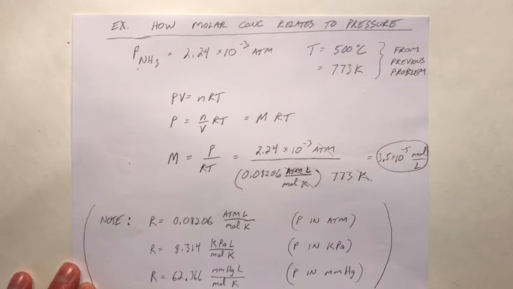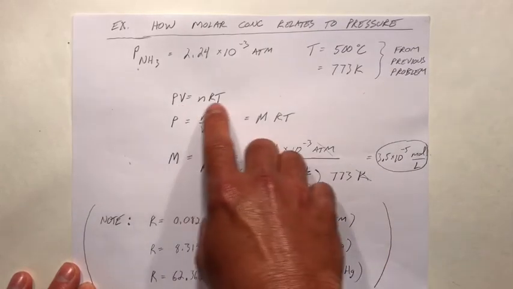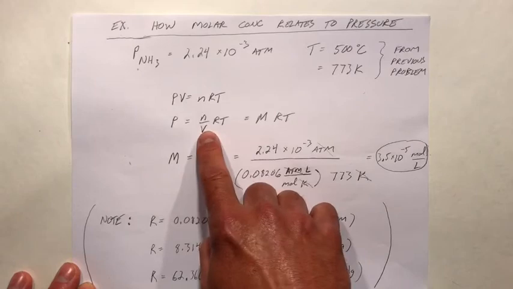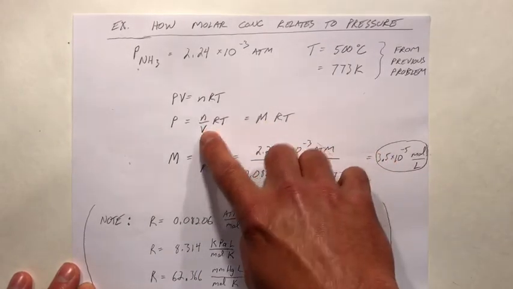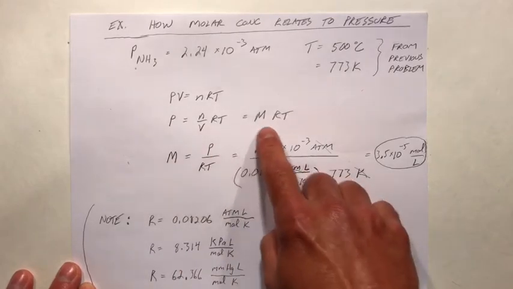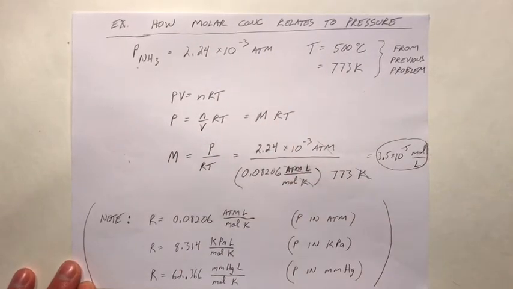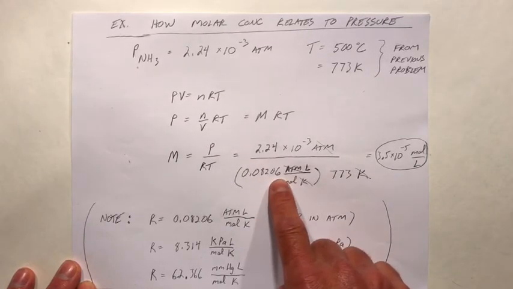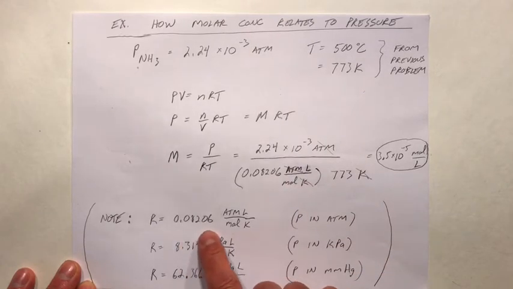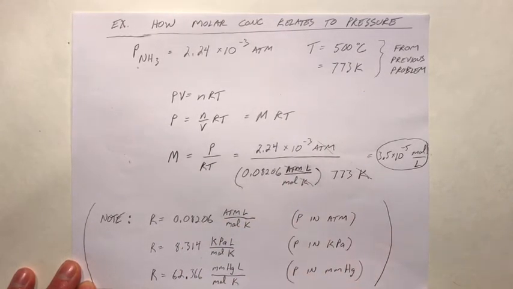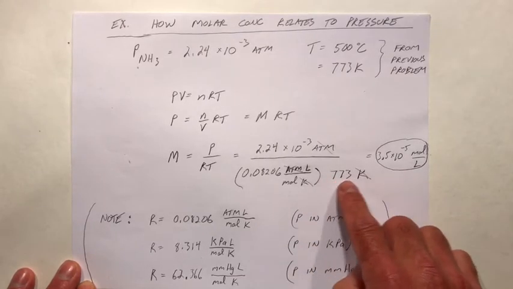If we want to figure out the molar concentration, we take PV equals nRT, rearrange it, substitute in molarity for n over V, and we get P is equal to molarity times RT. Now since pressure was in atmospheres, we have to use the R expression, the ideal gas constant, that has atmospheres in it, and that's 0.08206 atmosphere liter over mole Kelvin. That's when pressure's in atmospheres. We need to make sure we use temperature in kelvins.